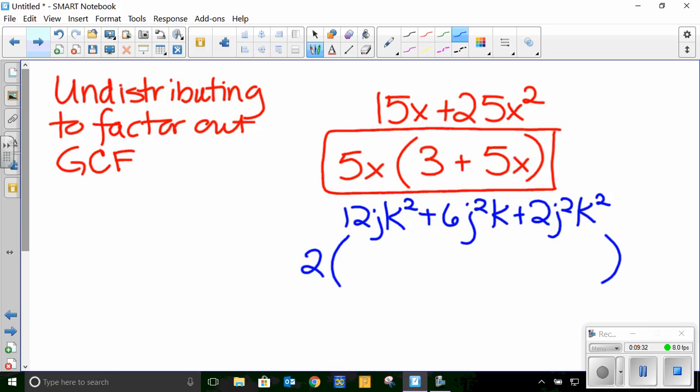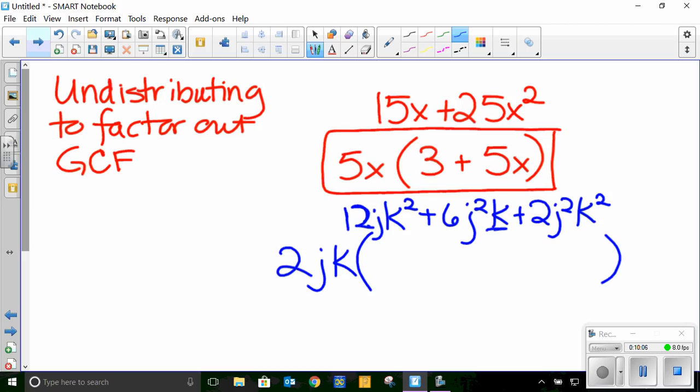All right, so I pulled out the 2. Now I'm looking at j's. I have a j in my first term. I have a j squared in my second term, and I have a j squared in my third term. I can pull out one j, and actually I need to fix this. Let me do this again. Sorry. So I have 2, and I pulled out one j, and then I can also pull out one k, because this is the only one I have a k for. So I'm going to pull out the k there.